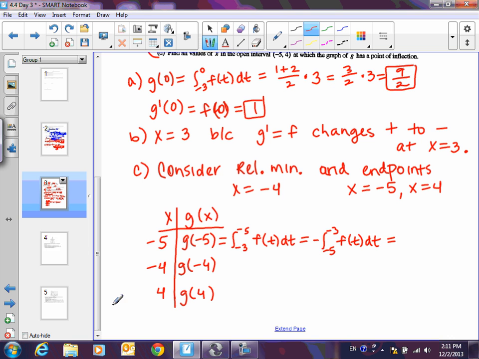Okay. It doesn't mean that my final answer has to be negative. It means that I need to multiply the integral by a negative. Okay.